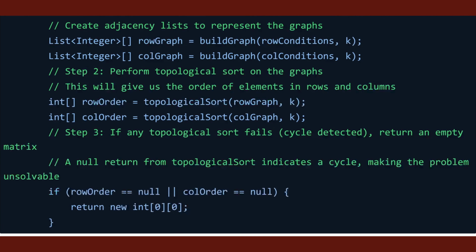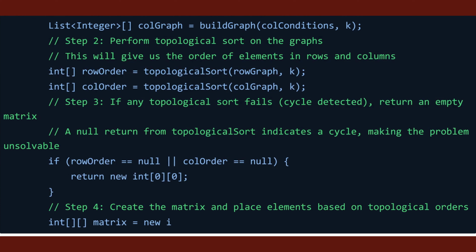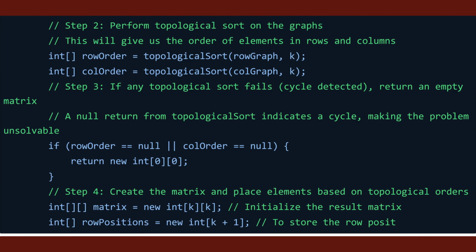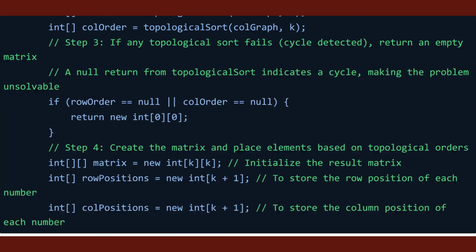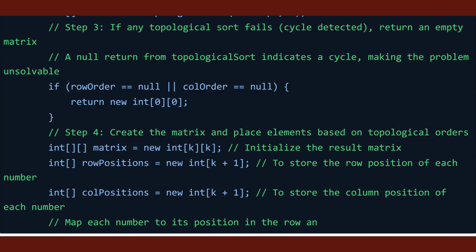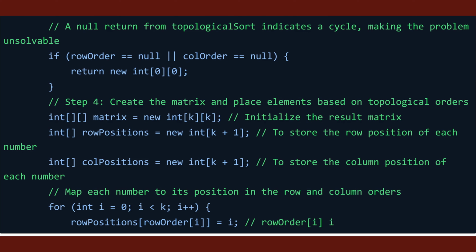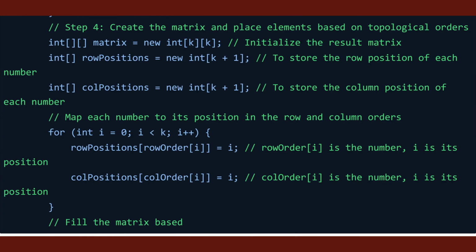Our solution tackles this problem in 4 main steps. Building the graphs. First, we create 2 maps of our rules, one for rows and one for columns. These maps are actually graphs where each number is a point on the map, and the rules are like one-way streets between these points. Sorting the graphs. Next, we use a special technique called topological sorting on both of our maps. This is like finding a route through our city that follows all the one-way streets without getting stuck in a loop.